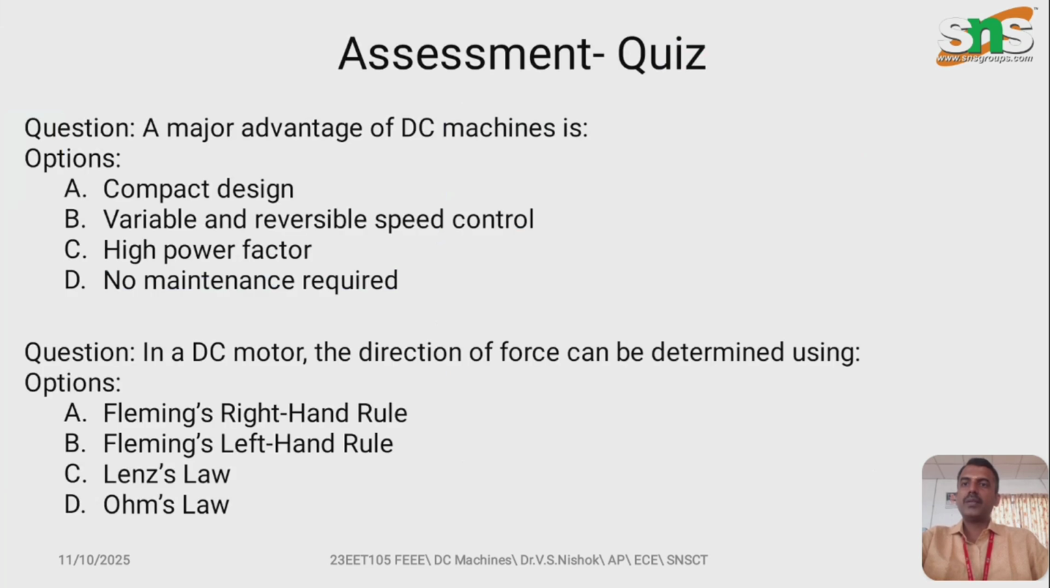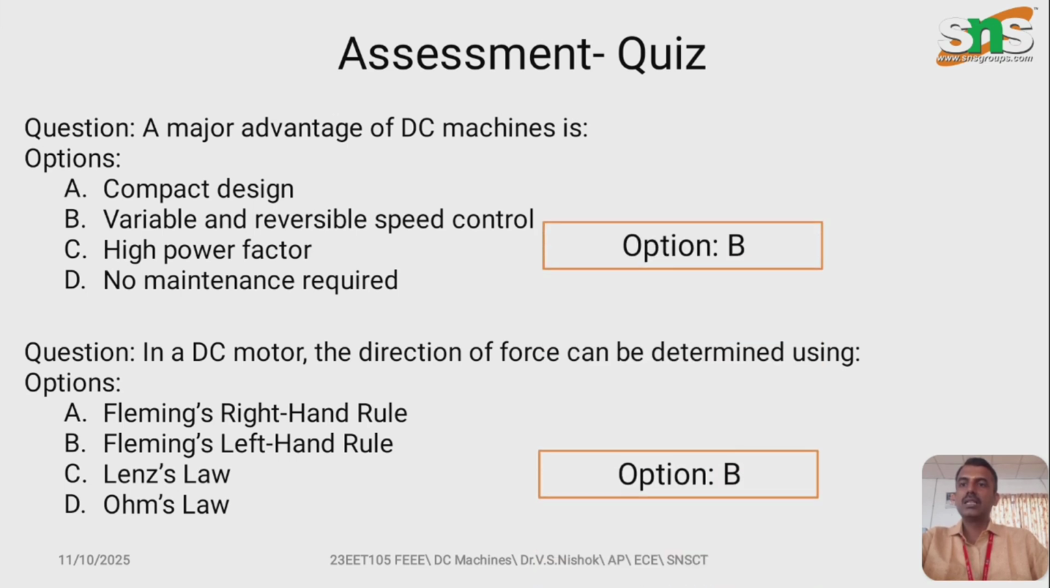So this is the time for assessment. A major advantage of a DC machine is variable and reversible speed control. And that is the right answer. In a DC motor, the direction of force can be determined using Lenz's law.